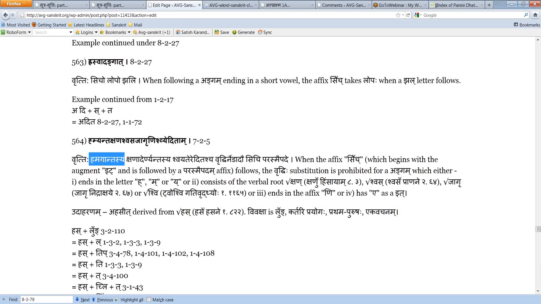So if the Angam is ending in Hakara, Makara, Yakara, or the Angam is the dhatu Kshan, Shvas, Jagru, or ending in the Ni, or if it's the dhatu Shvi, or an Edanta dhatu, then these also don't take Vriddhi. Idado Sichi Parasnapade. So when the affix Sich, which begins with the augment it, and is followed by Parasnapadam, follows, the Vriddhi substitution is prohibited.